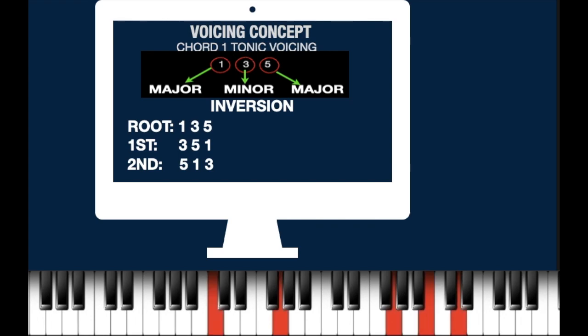Now the second thing to do is to do your inversion. First inversion, and the second inversion. Root, first inversion, second inversion. Although I love this first inversion. This is the root, the first inversion.